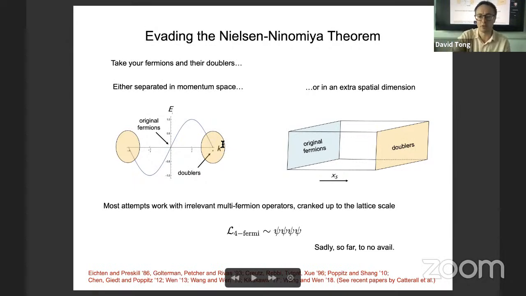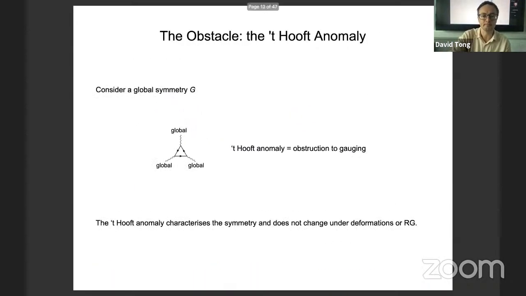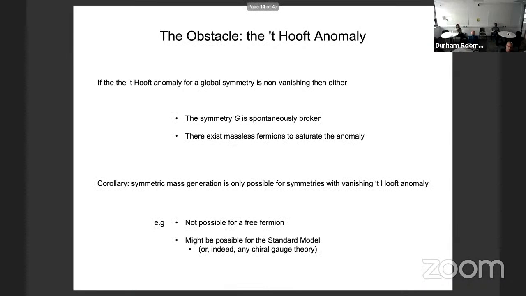Yeah. And we'll see examples as we go on through the talk. All right. Any questions? Any more questions?